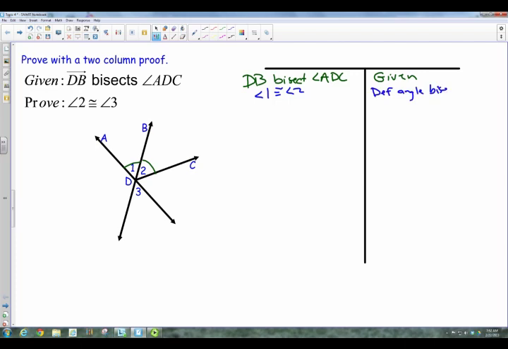Bisector means it cuts it directly in half, so two congruent parts. Now if you look at your picture, angle 1 and angle 3 are vertical. We know that because of the definition of vertical angles: they're directly across from each other. Because of what we just saw, angle 1 is congruent to angle 3, and that's the vertical angle theorem.